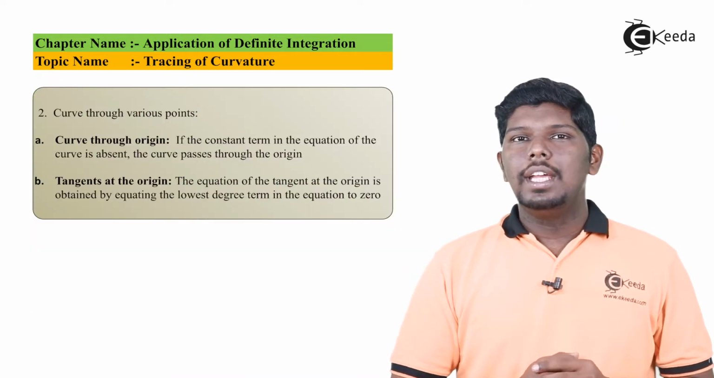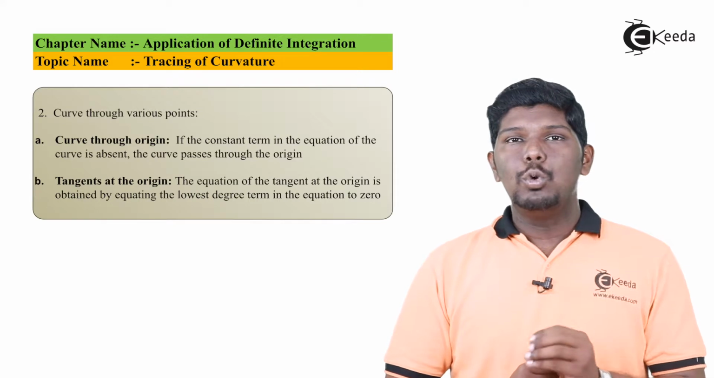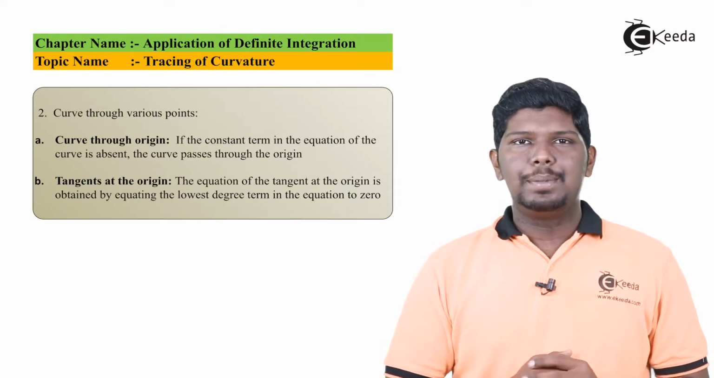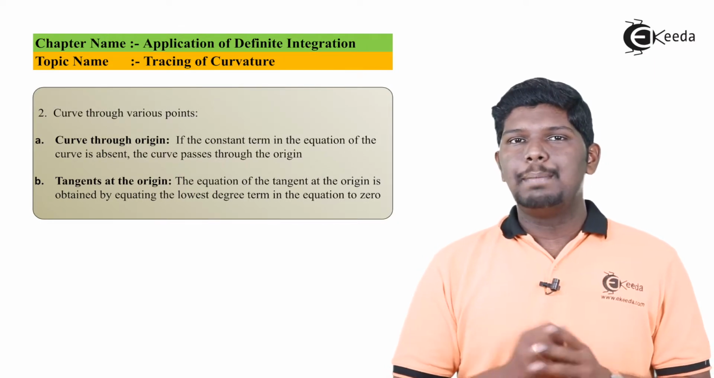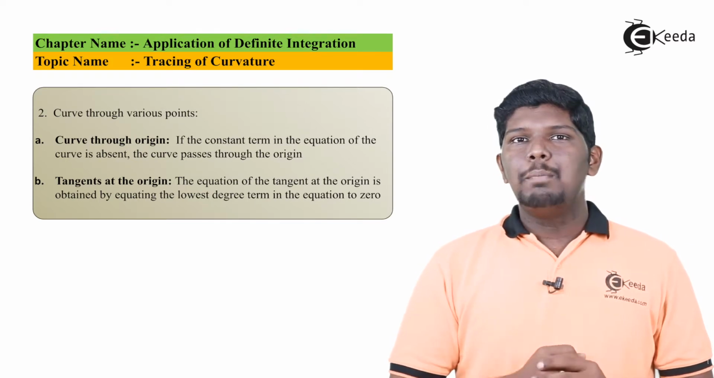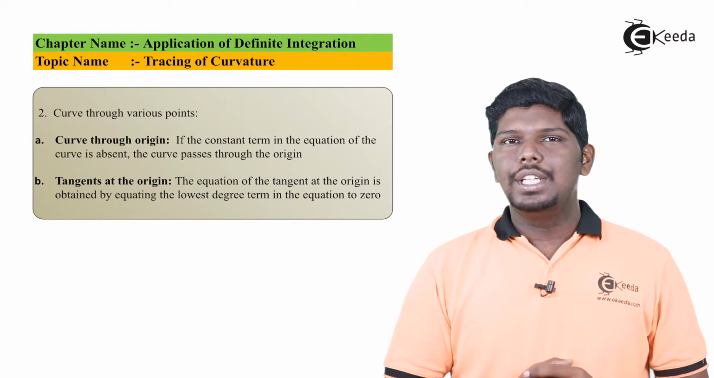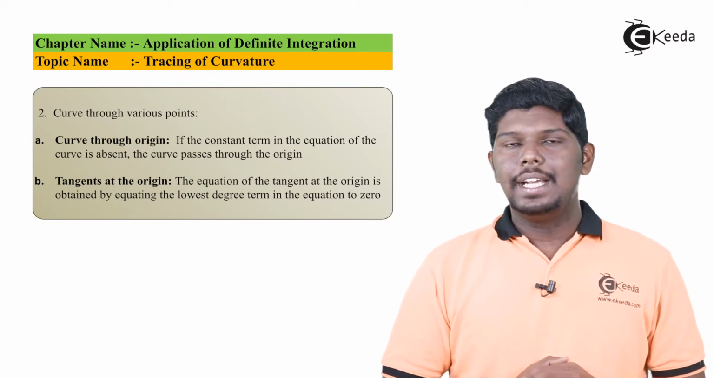Now the second point is curve through different points. Out of that, first one is curve through origin. If for a given equation of curve, a constant is absent, like if we say plus 3 or plus c, that constant part is absent, it means your curve will pass through the origin. The second point is tangent to the origin. The equation of the tangent at the origin is obtained by equating the lowest degree term present to 0.